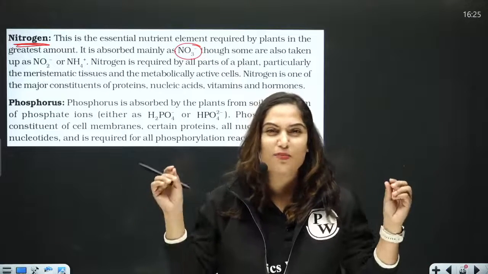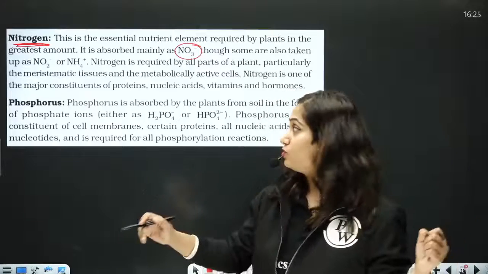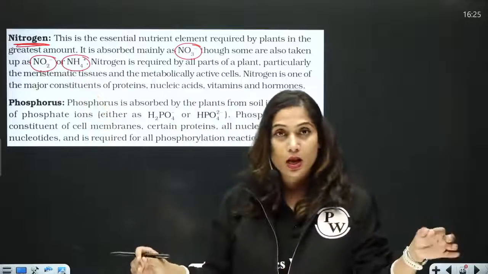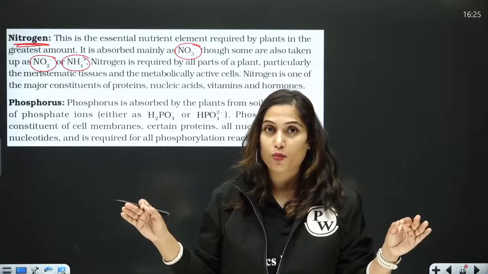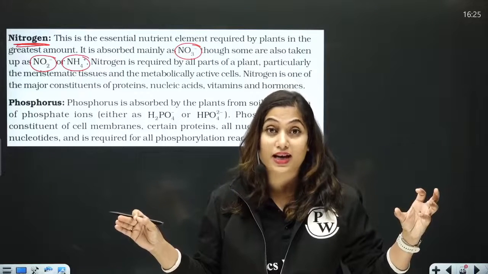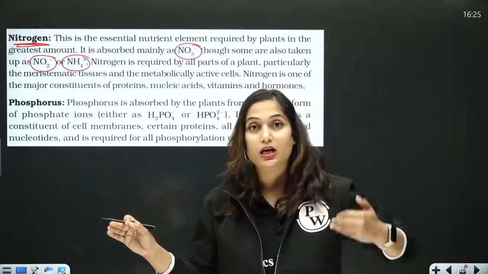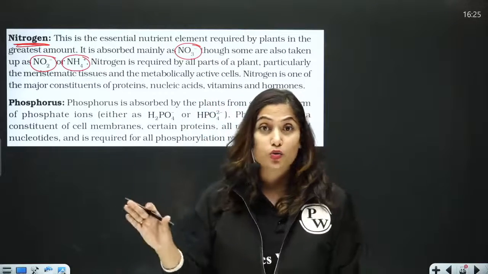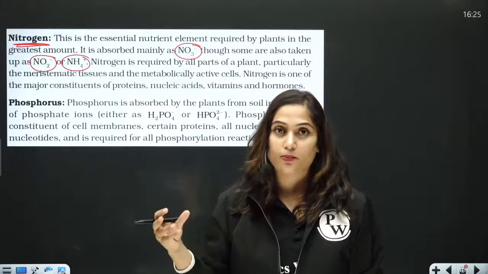Nitrate is very much tasty to the plant, but it can also uptake nitrogen in the form of nitrite and ammonium ions. This question often comes: the most preferable form of nitrogen in which plants uptake it from the soil is nitrate. But it can also take it in the form of nitrite and ammonium ions. Clear? Now nitrogen is the most abundant mineral element needed by the plant.